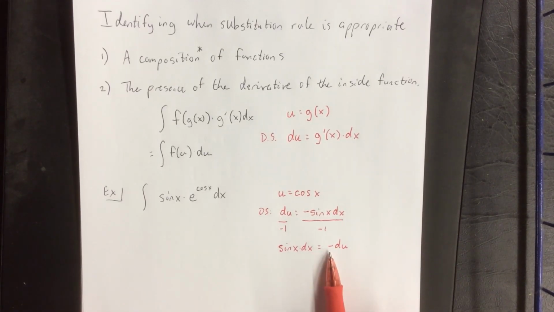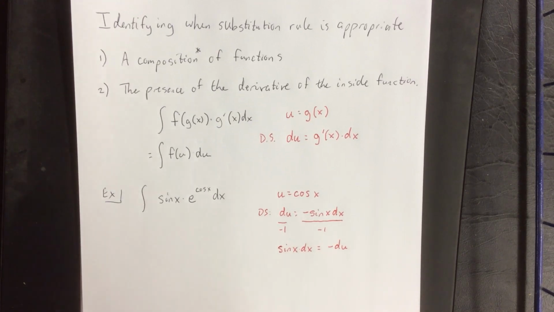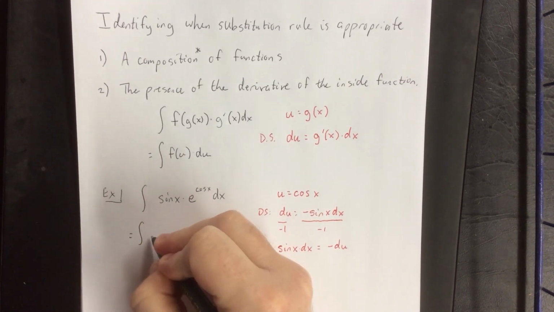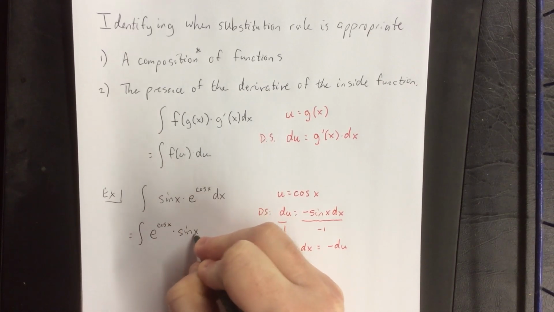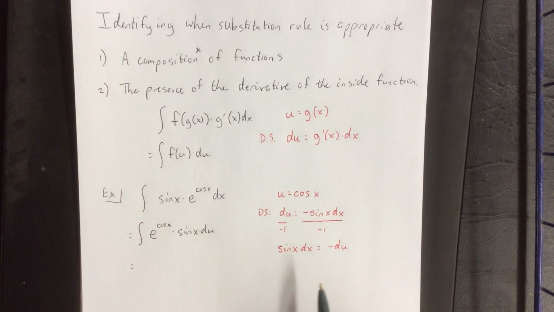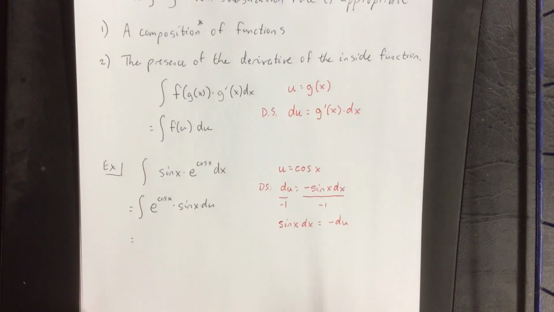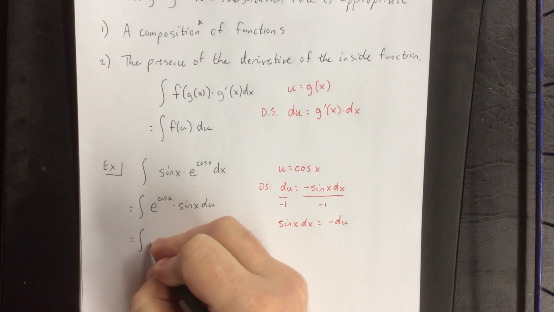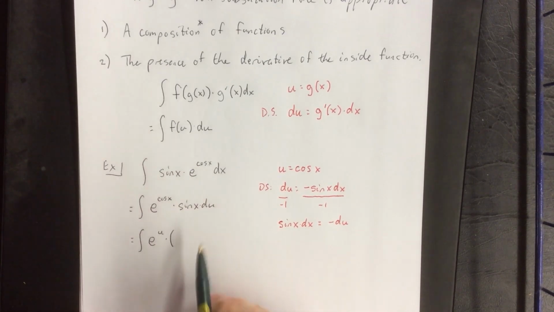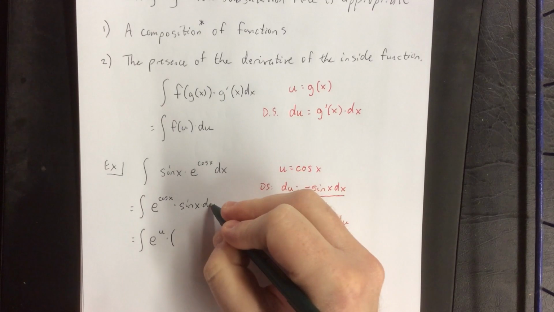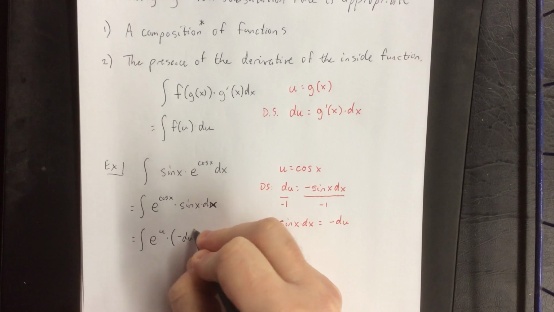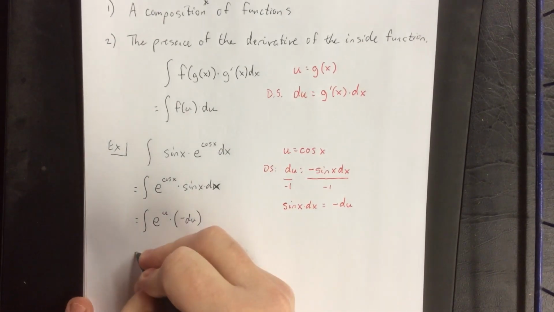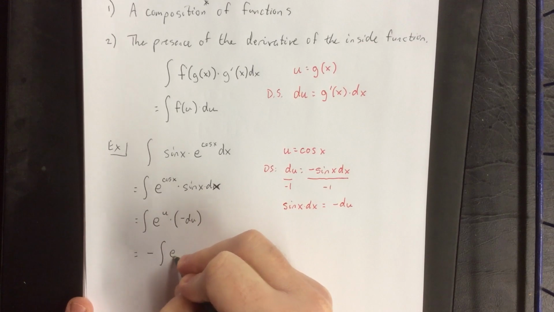Because negative is essentially saying negative 1 times du, a constant multiple is not going to make or break anything. Reordering this appropriately, I'm going to put my sine of x next to my dx so that we can make the substitution as seamless as possible. So e raised to the cosine of x is going to become e raised to the u power, and the sine of x times dx will become negative du. Because a negative is a constant multiple, it's not going to have an impact, and we can factor it out of the integral.